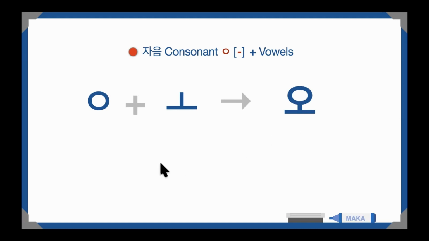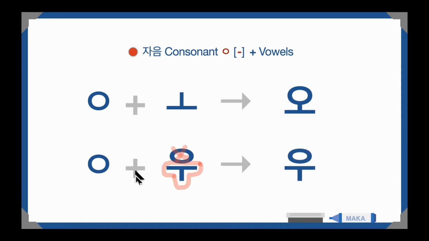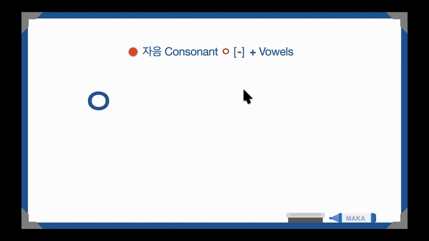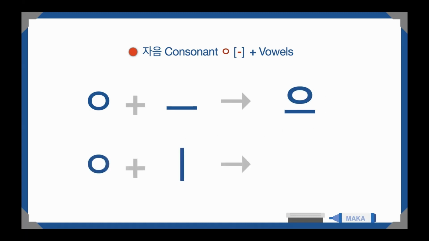Okay, next one. And this consonant meets u. This vowel only has the sound u, right? So when they combine together, the pronunciation of this letter is u. I made a mistake here, sorry about it. And next one. This consonant meets u. So now this is u. And this consonant meets the vowel e. So now this is e.